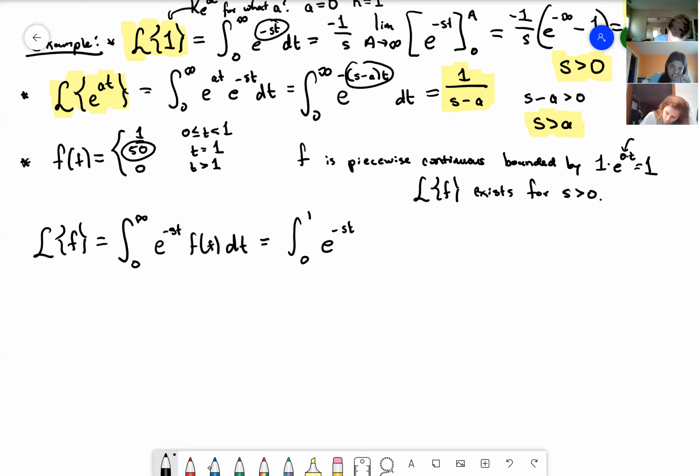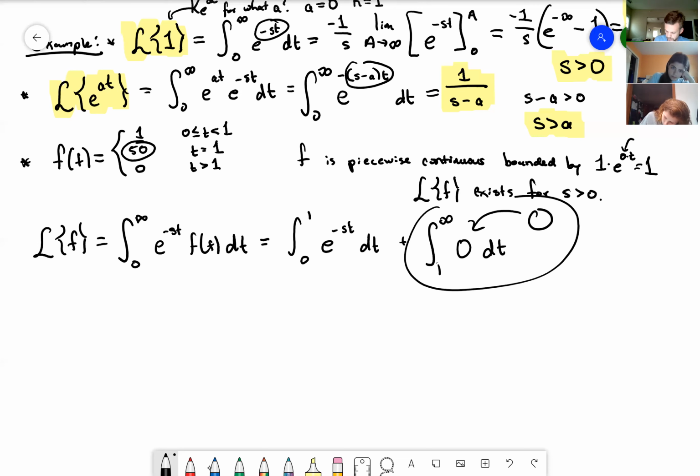This is e to the minus st dt plus the integral from 1 to infinity of 0 dt. So this is just 0. So the integral here will just be equal to this. And notice that 50 there, because it's right at the endpoint, we think about the area that it contributes as a rectangle with a height of 50 and a width of 0. It contributes no area.